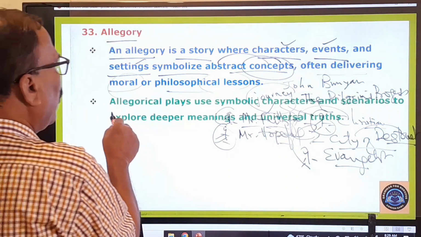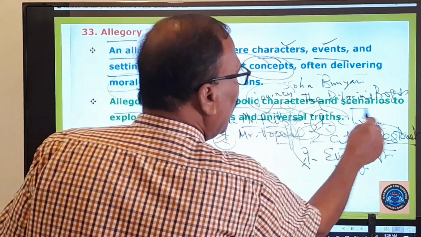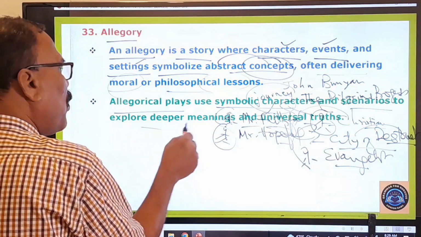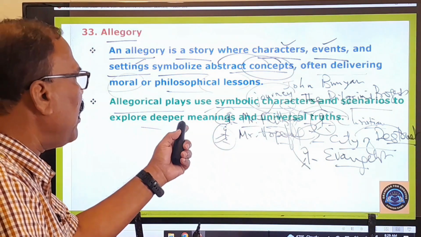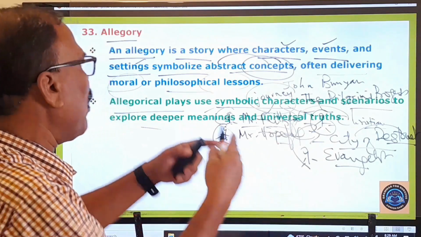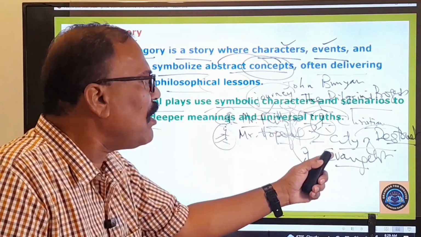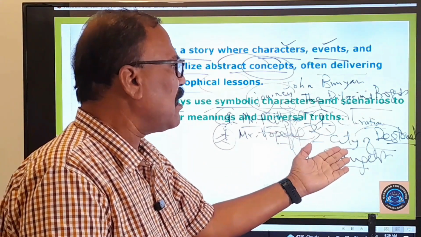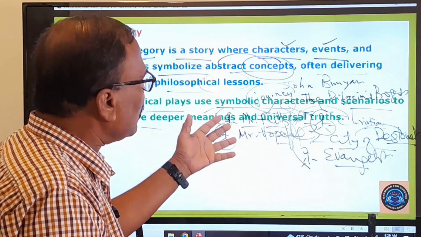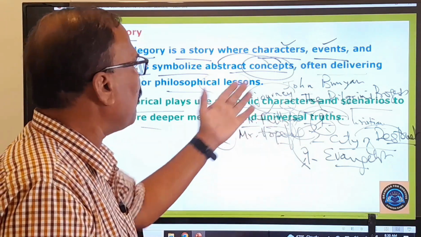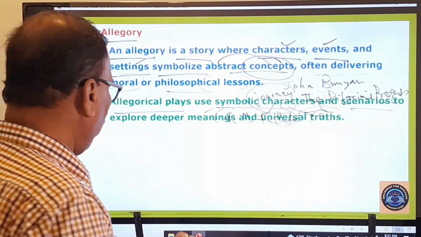And here allegorical plays use symbolic characters. These are all the symbolic characters and scenarios to explore deeper meanings and universal truths. So in order to explore deeper meanings and universal truths, the writers make use of symbolic characters. You see, the name of the city is City of Destruction. The name of the person is Christian. The name of the friends he meets on the way are Mr. Faithful and Mr. Hopeful. And one example I would like to give you here.